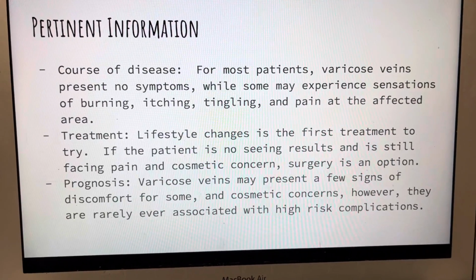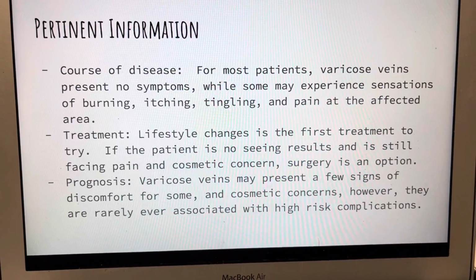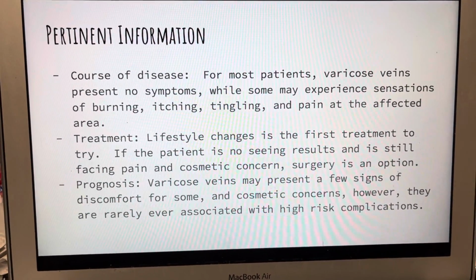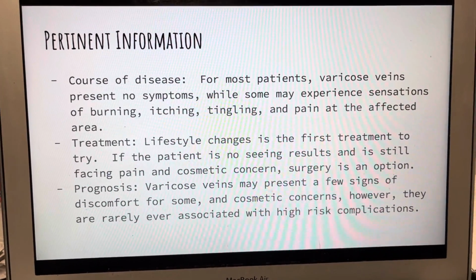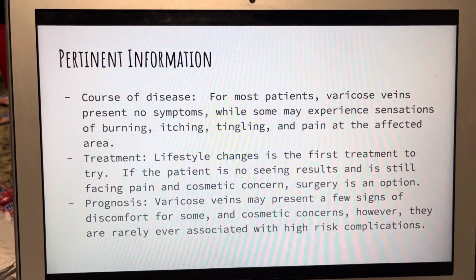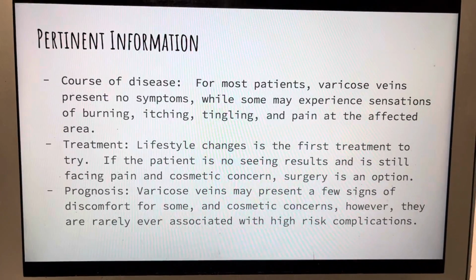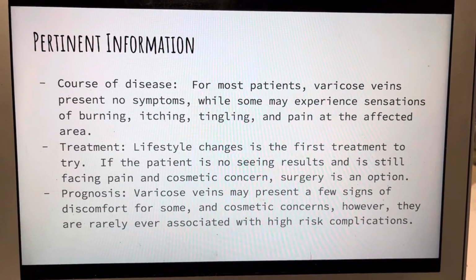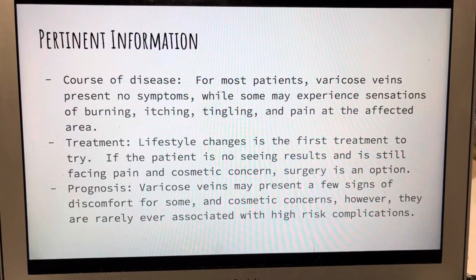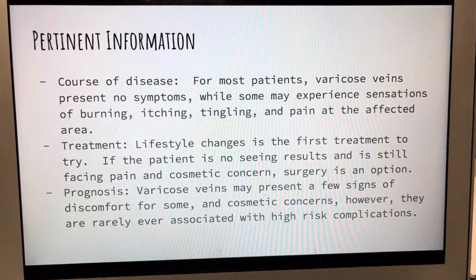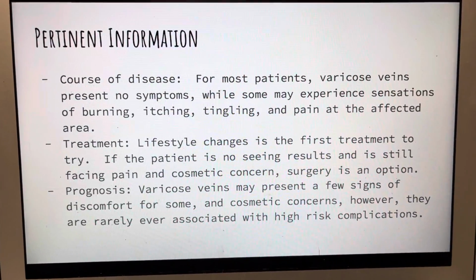Treatment, the first thing to try is lifestyle changes, such as stop smoking, get in shape. There has been very little proof that compression therapy works, such as compression socks. But if the patient is not seeing results and is still facing pain or cosmetic concerns, surgery is an option. Most of the time it is a laser surgery.